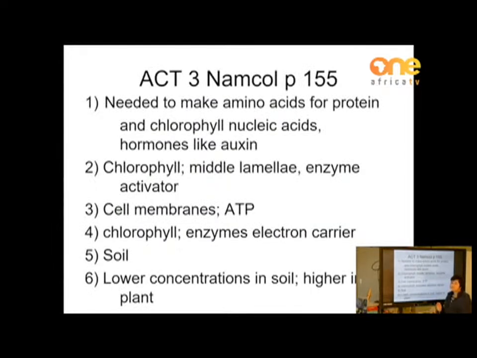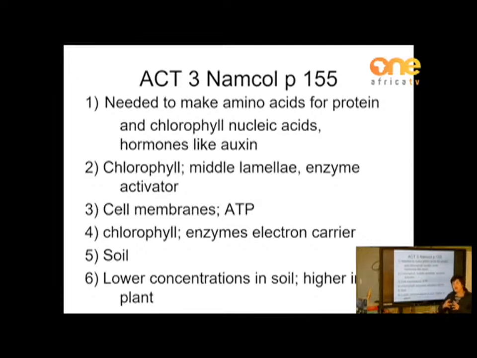Answers to activity 3 in our NAM core textbook on page 155. That was about the fact that the plant also needs mineral ions. And the first question was the mineral ion nitrogen. Nitrogen is the element, but it is absorbed in a plant as nitrates, which form salts. Good. And it's needed to make amino acids.